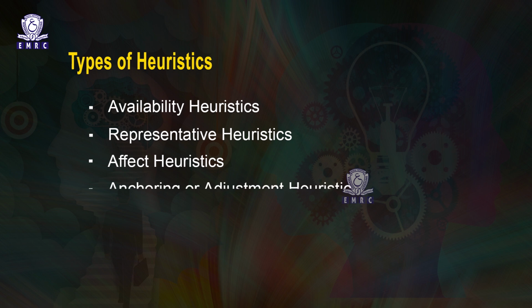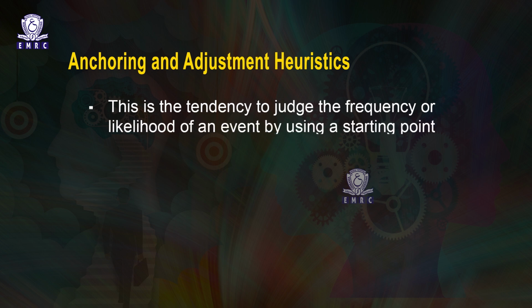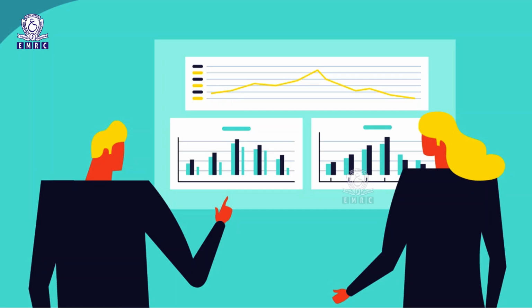The next type is anchoring or adjustment heuristic. This is a tendency to judge the frequency or likelihood of an event by using a starting point called an anchor and then making adjustments up or down. When people make quantitative estimates, their estimates may be heavily influenced by previous values of the item.